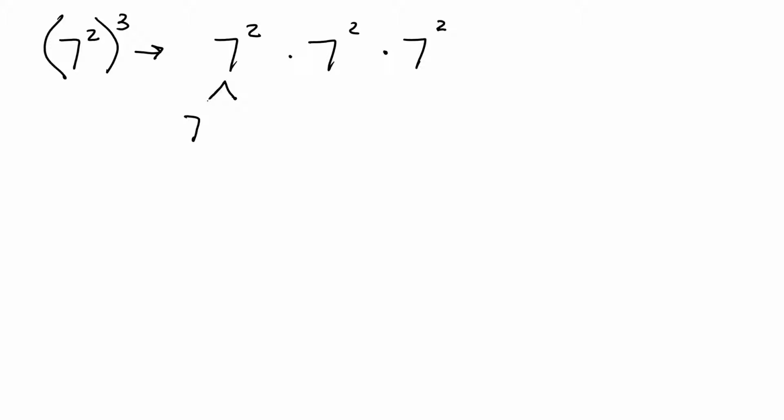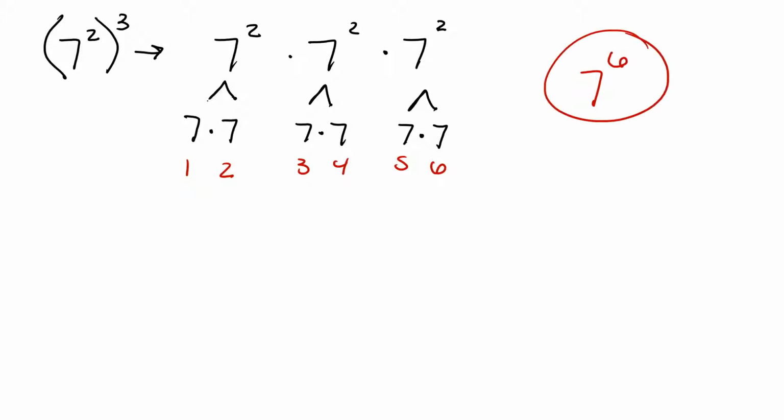So for our first problem, we're going to do 7 squared raised to the third power. If we were to break that down, I would do 7 squared 3 times because my exponent outside is a 3. I can then break it down and do 7 times 7 for each piece because the second exponent is a 2. And I can count them up. 1, 2, 3, 4, 5, 6. My answer would be 7, keeping that base number the same, with the exponent 6.